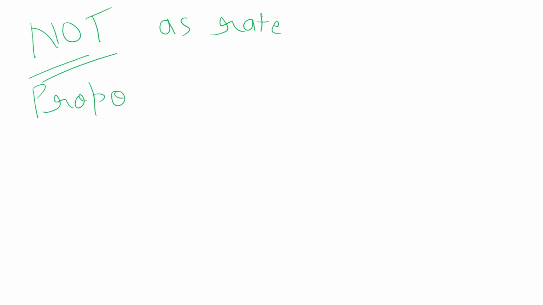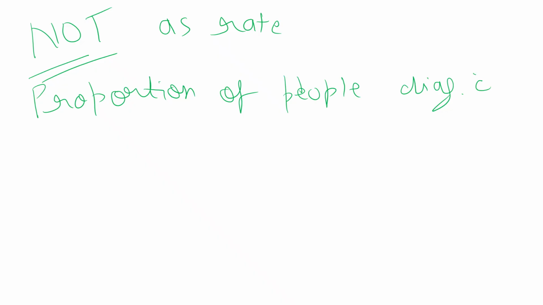So if I would ask you a definition of case fatality ratio, then it can be expressed as a proportion or a ratio, not as rate. This is extremely important. Case fatality ratio, not as a rate, expressed as a ratio. It is basically the proportion of people diagnosed with a disease who die from it.